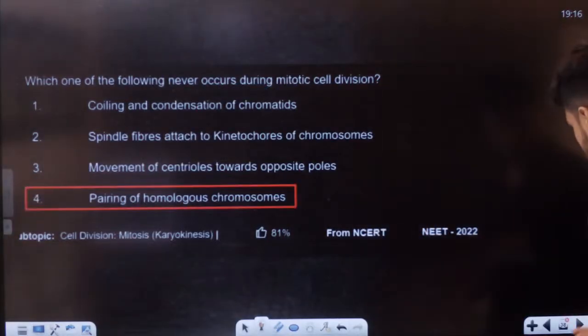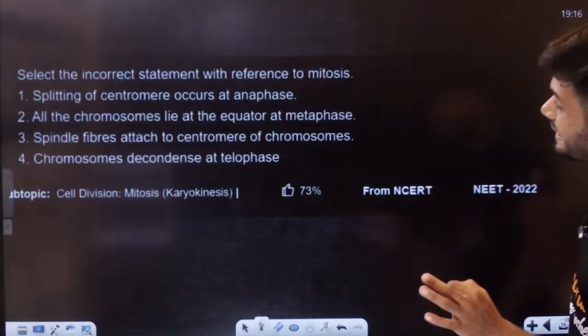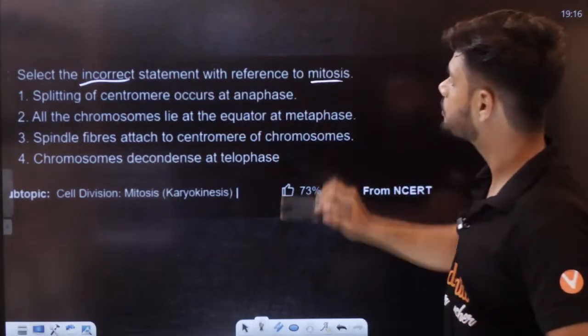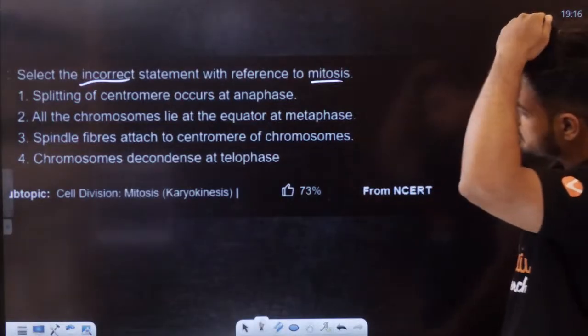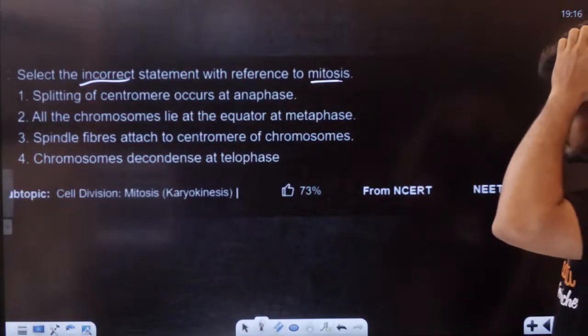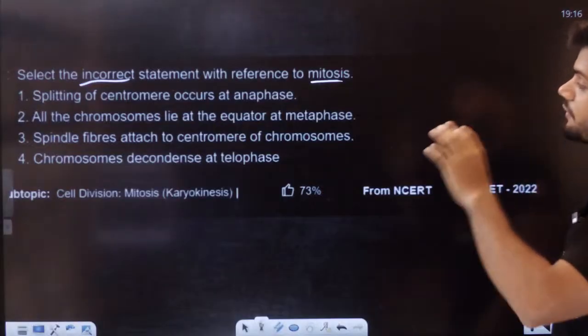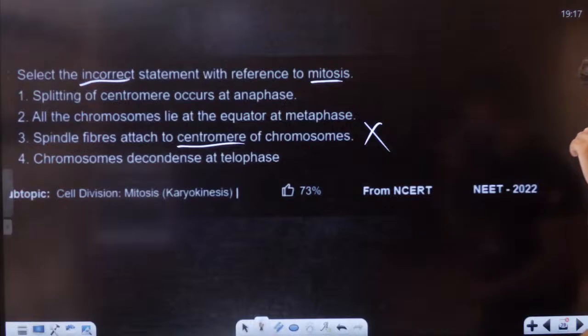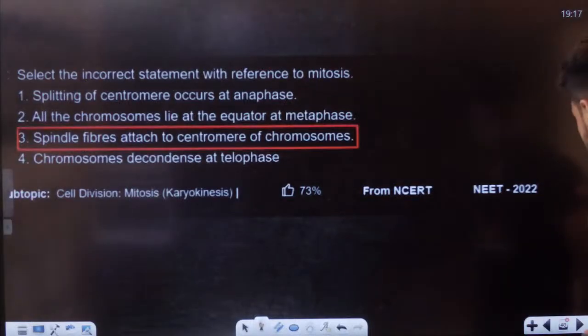Okay. Then select the incorrect statement with reference to mitosis. Splitting of centromere occurs at anaphase. Okay. All chromosomes lie at the equatorial plate. Yes. Spindle fiber attached to centromere. No. They attach to kinetochore, not centromere.